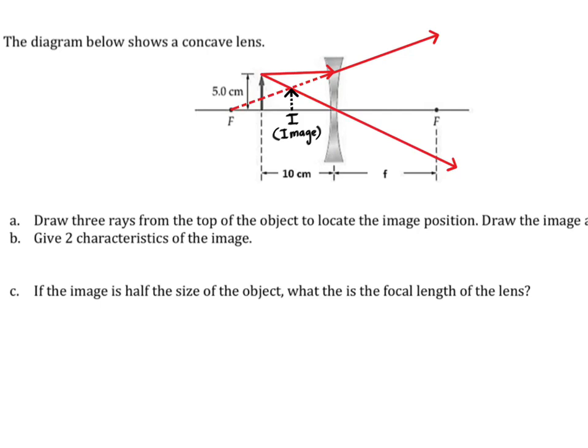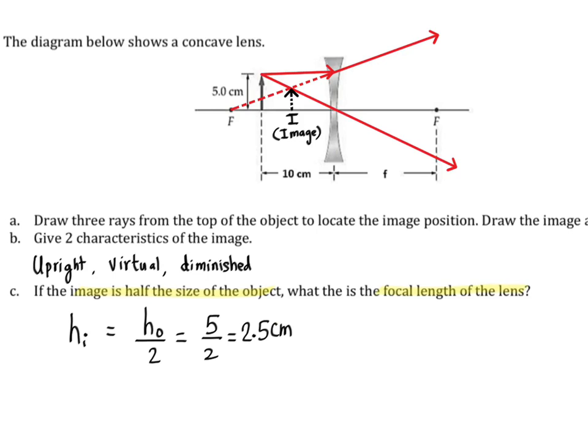Give 2 characteristics of the image. It is upright, it's virtual, and it's diminished. If the image is half the size of the object, what is the focal length of the lens? So HI, image height, is half of the object height.